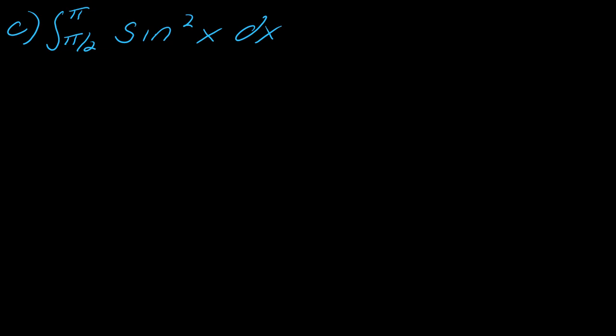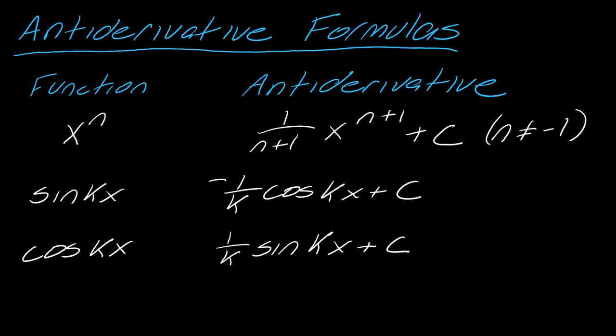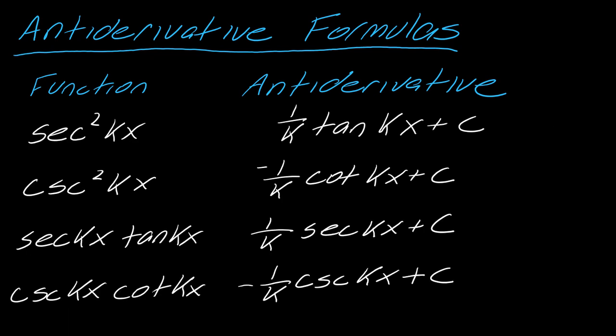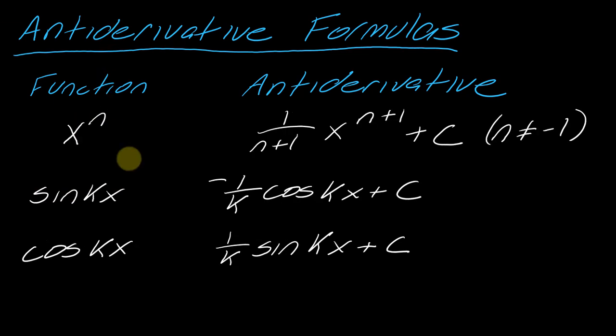So now we can start taking a look at some of the really tricky ones. Okay, so looking here at C, this is sine squared x. And so again, going back to our list of antiderivative formulas, we have antiderivative formulas for secant squared and cosecant squared, but we do not have anything for sine squared or cosine squared. That is not in our list.